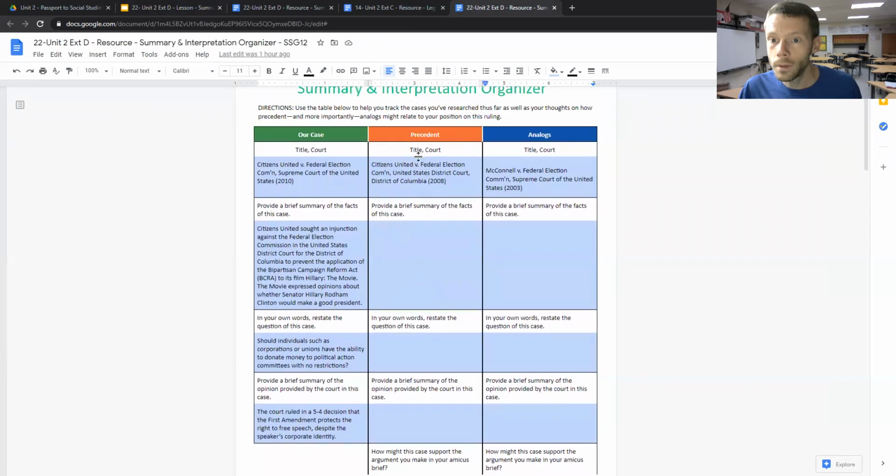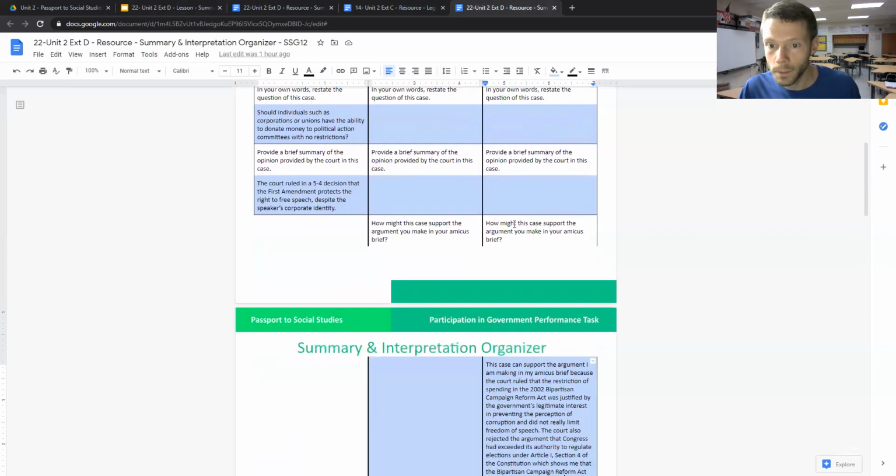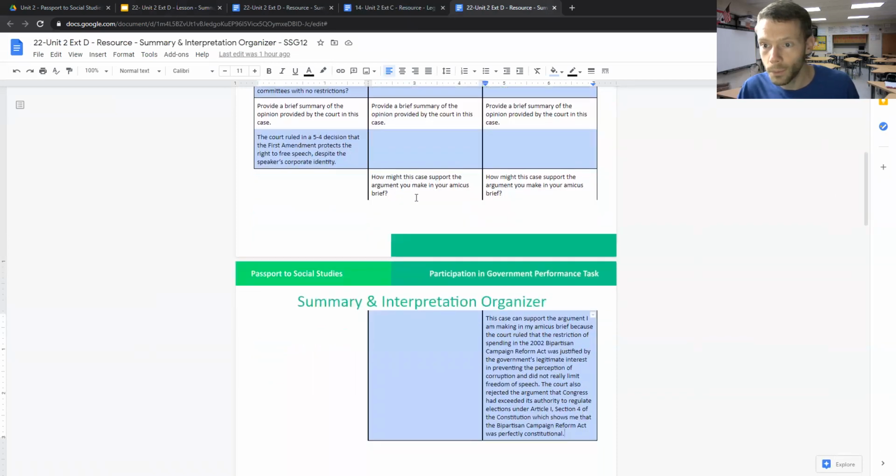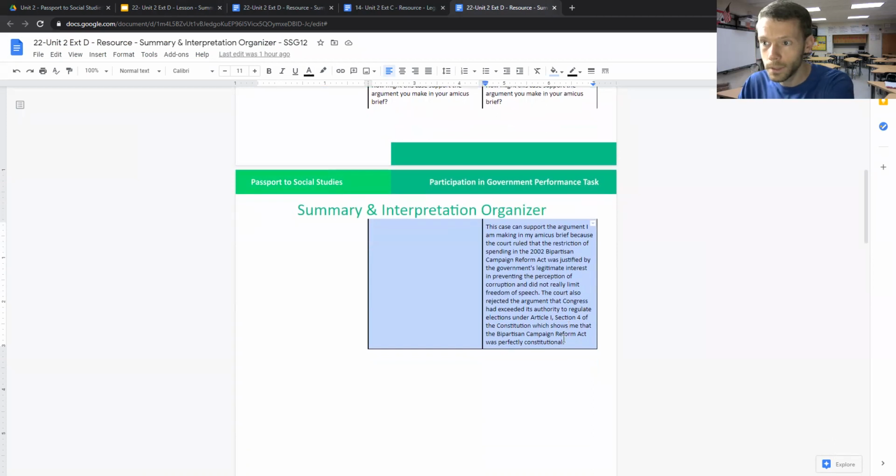And then for the precedent and the analogs, what you're going to want to also do is explain how the case itself might support the argument you would make in your amicus brief. So as you can see from this sample response that I wrote out, I was making a decision that would have supported the dissenting position of the 4 justices who were in the minority of the Citizens United, which basically argued that the Citizens United decision was decided incorrectly.